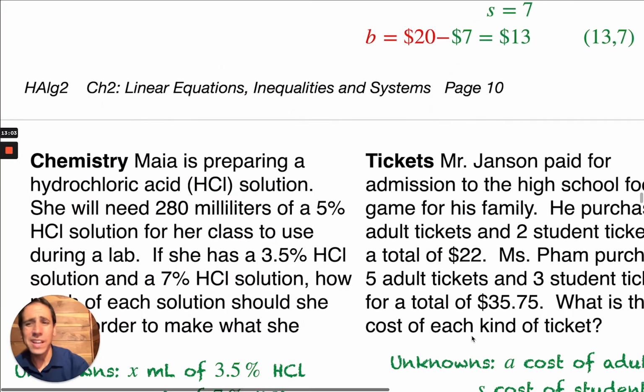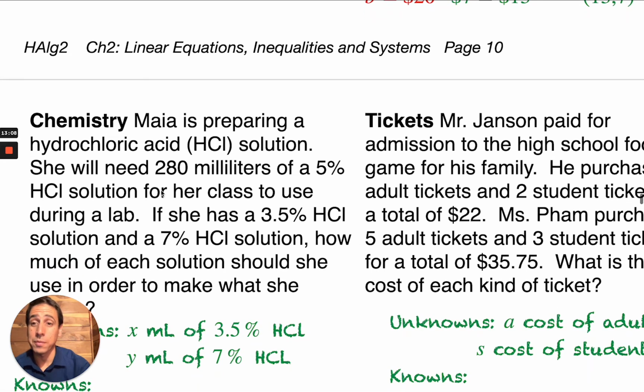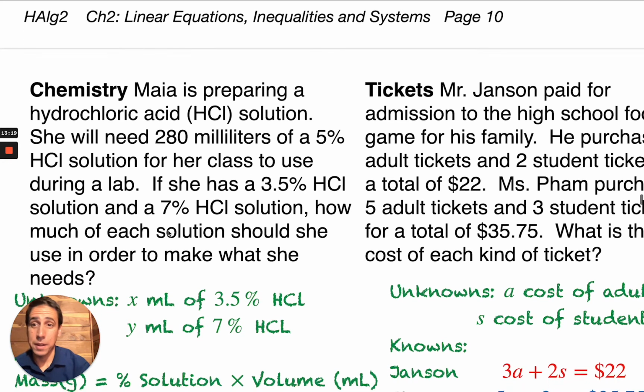Let's do this again. Chemistry. I know a lot of you sophomores are taking chemistry right now, and so this legit problem came right from the SAT prep. So this is the kind of thing I think this might be one of the harder problems in the SATs. But let's talk about it right now. Maya is preparing a hydrochloric acid HCl solution. She will need a total of 280 milliliters of a 5% solution to use during a lab. If she has 3.5% HCl solution and a 7% HCl solution, how much of each solution would she use in order to make what she needs?